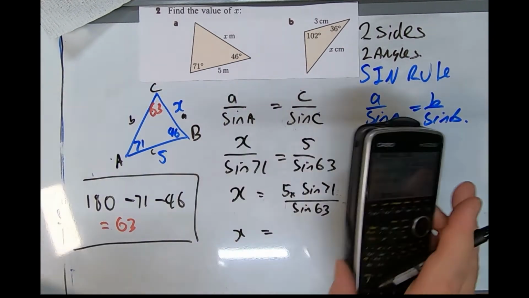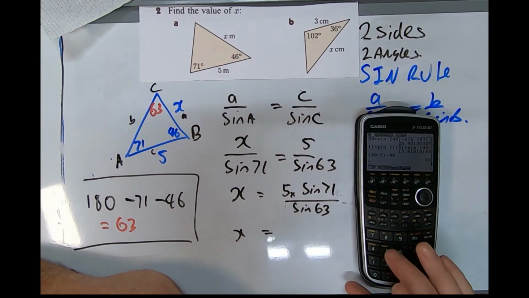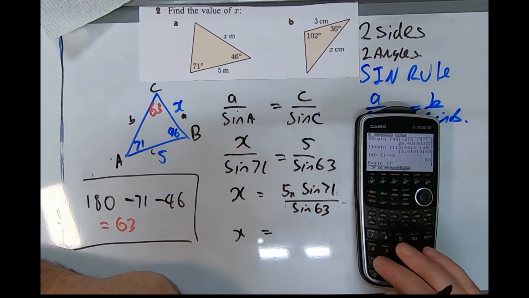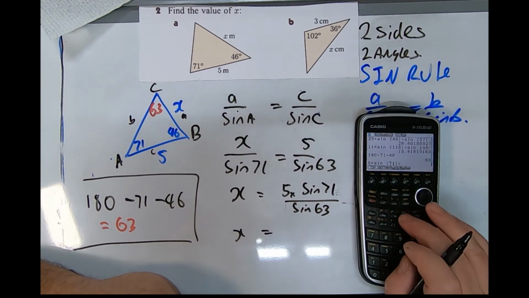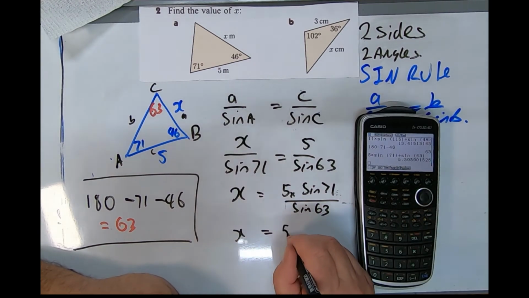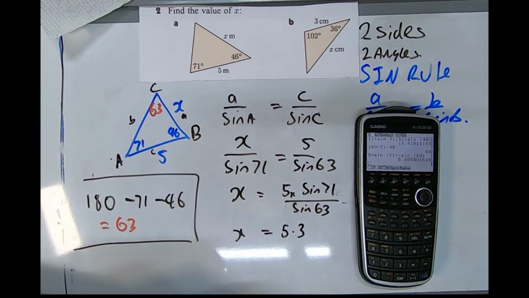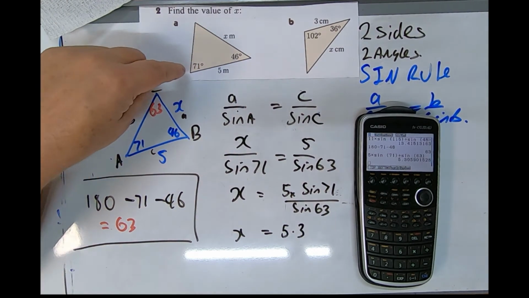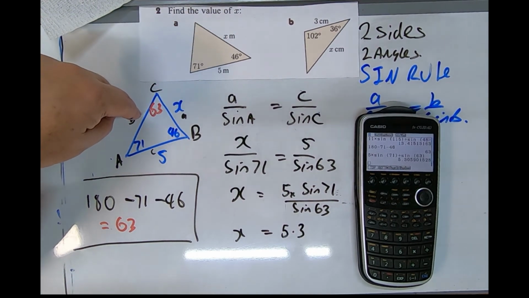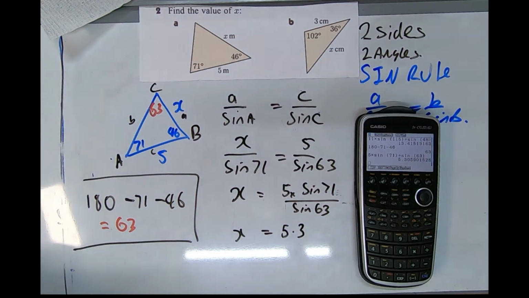Time for the calculator. 5 times sin bracket 71 bracket divide by sin bracket 63 bracket. 5.3. Okay. This is around about 70. Cool. This one here is around about 63. 5.3. Okay, looks okay.